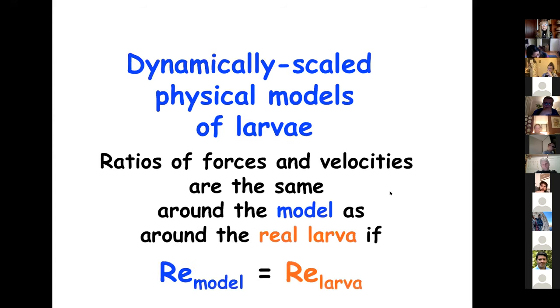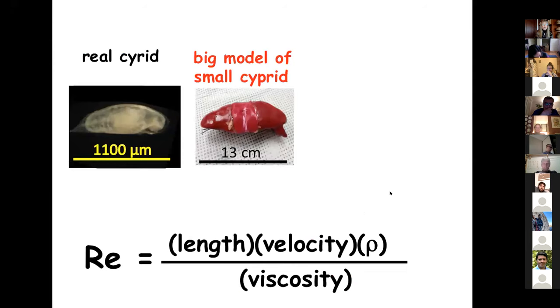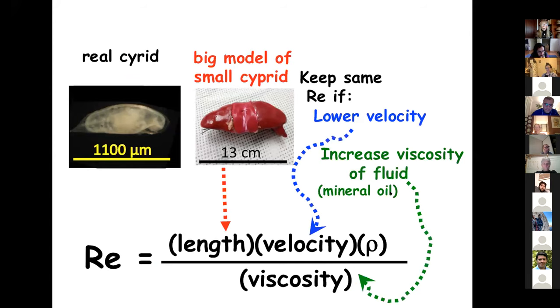And basically, if you build a large model of a small larva, the ratios of the forces and the velocities are the same in the water around the model as in the fluid around the real larva if they both have the same Reynolds number. So here's an example of the cyprid larva of a barnacle. And there's the real one and the big model that we built of it. And so we've made the length bigger. And so if we move our model at a lower velocity and increase the viscosity of the fluid, for example, by using mineral oil, we can keep the Reynolds number the same.